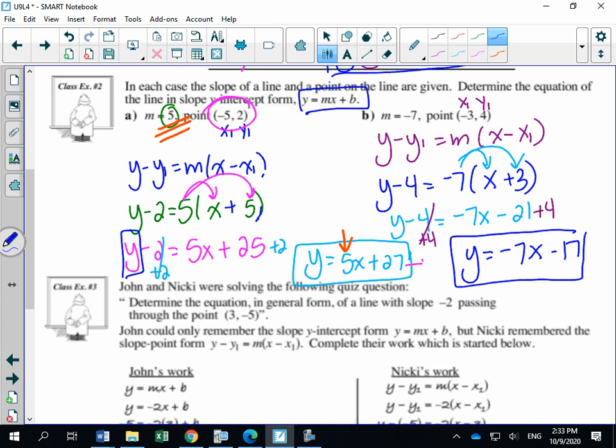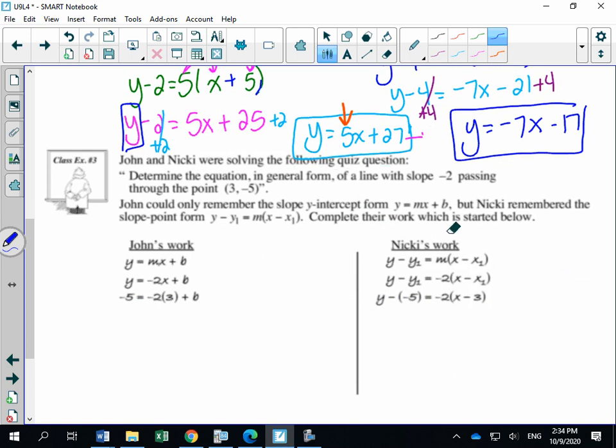Again, check that our slopes match. They told me that the slope was negative 7. This slope is negative 7. I now know what my y-intercept is, right? My y-intercept is negative 17. This is going to be a point on this graph here.